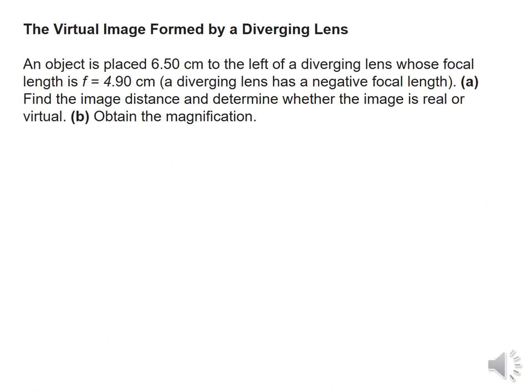An object is placed 6.50 centimeters to the left of a diverging lens. Now, we are dealing with a diverging lens here. Placed 6.50 centimeters, so this is the distance of the object. Okay, we have the given focal length of 4.90 centimeters. Here, this is a diverging lens, meaning this is a negative value. Find the image distance and determine whether the image is real or virtual, and then compute the magnification.